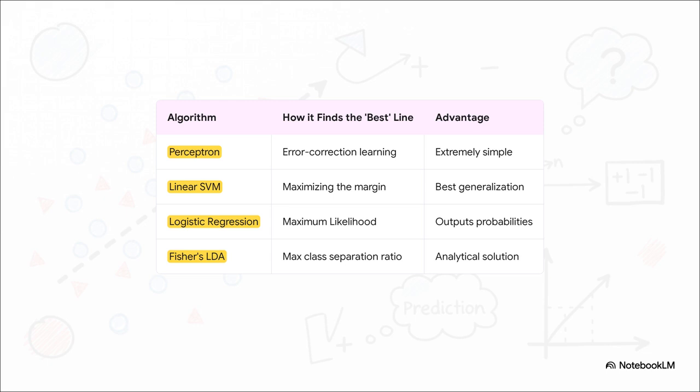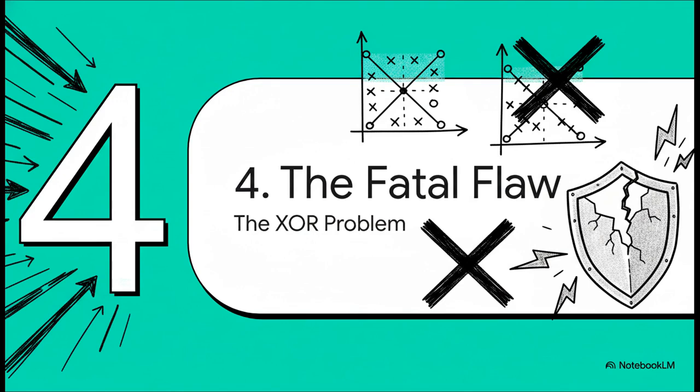Logistic regression plays a different game. Instead of a hard yes or no, it gives you a probability, like I'm 80% sure this is spam. And finally, Fisher's LDA, which is all about statistics. It looks for the line that shoves the two groups as far apart from each other as it can. See, they all have a different strategy for finding that perfect W and B. So they're simple, they're fast, and a lot of the time they work incredibly well.